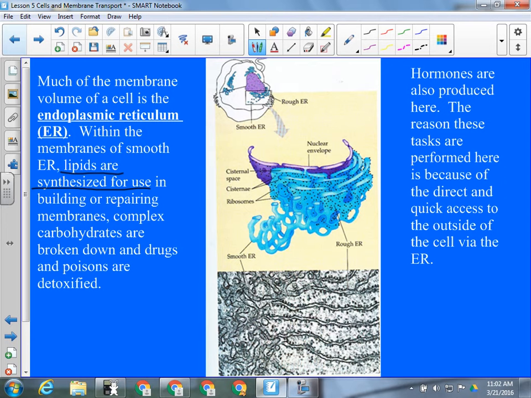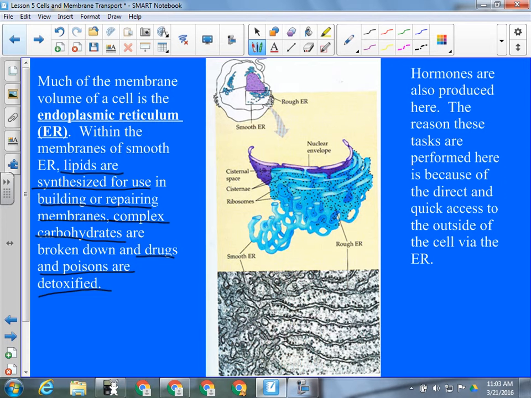All right, so lipids are synthesized and they are for building or repairing membranes. Also, complex carbohydrates get broken down in here. It's starches that we talked about. Drugs and poisons are detoxified. All very important jobs. So the ER is a very important organelle. Now, most of this stuff happens within the smooth ER. The rough ER mostly has to do with hormone production and transport of proteins.